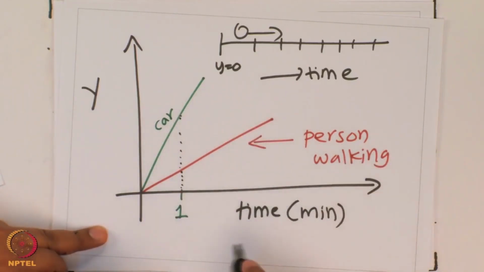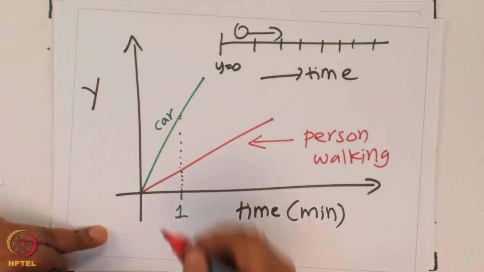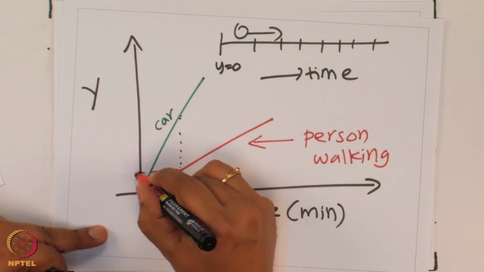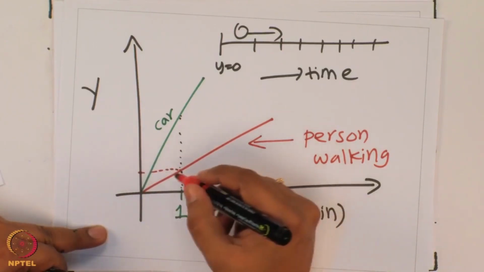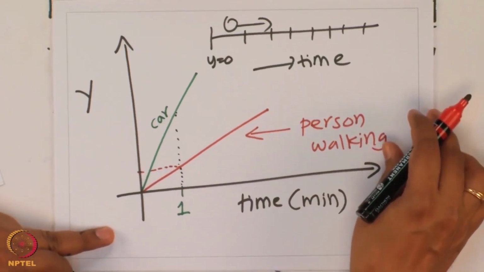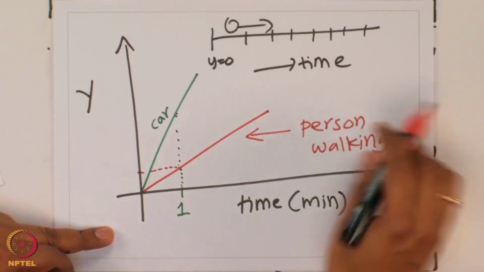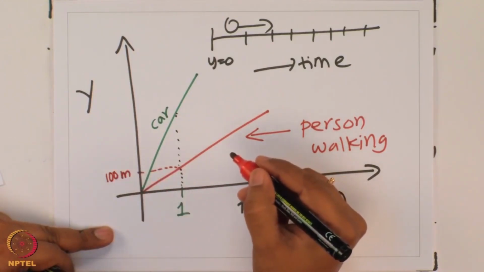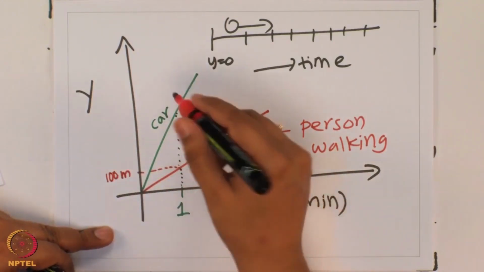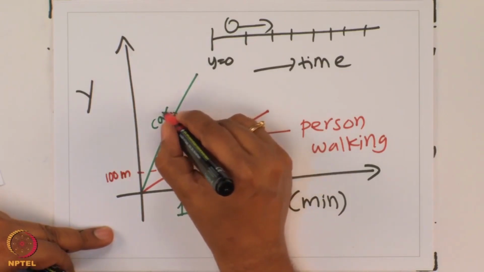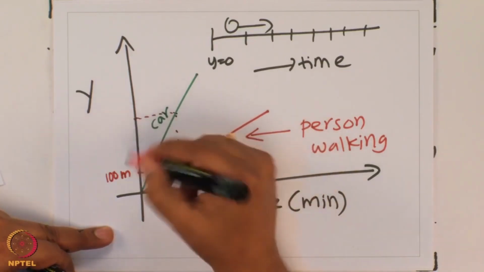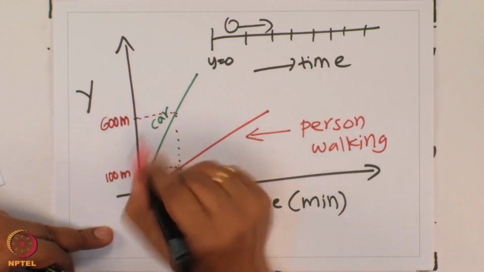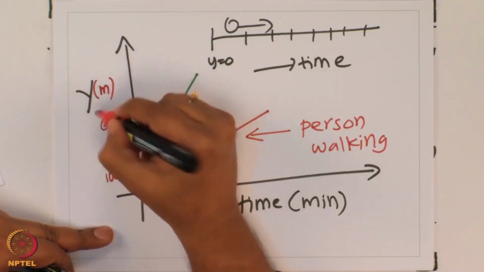how much distance did the person travel? So if you consider this person, the red curve says that the person has reached only here. So after 1 minute of walking, let us say the person has covered 100 meters. The car or bicycle in the corresponding time would have covered many 100 meters. So this could be like 600 meters or so. Here y is the distance in meters.